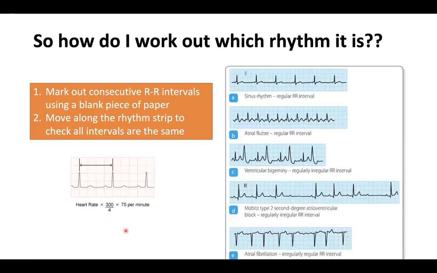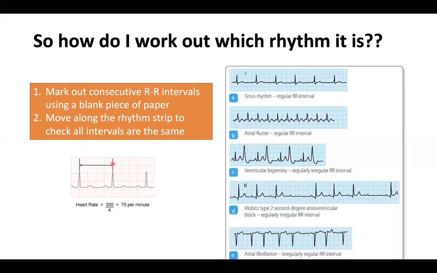Okay, so how do we actually work out which rhythm it is? If you take your rhythm strip at the bottom, going on for longer, you can take a piece of blank paper and mark out each of the peaks of the R waves. So you put a little mark on your piece of paper here, put a mark here, and then you can take that piece of paper and move it along and see, using this interval, whether the next segment is the exact same size.